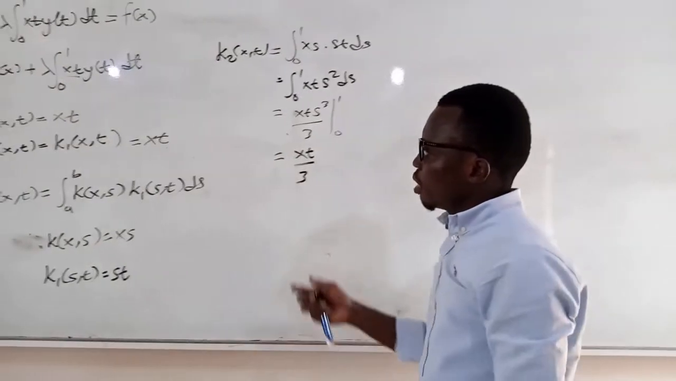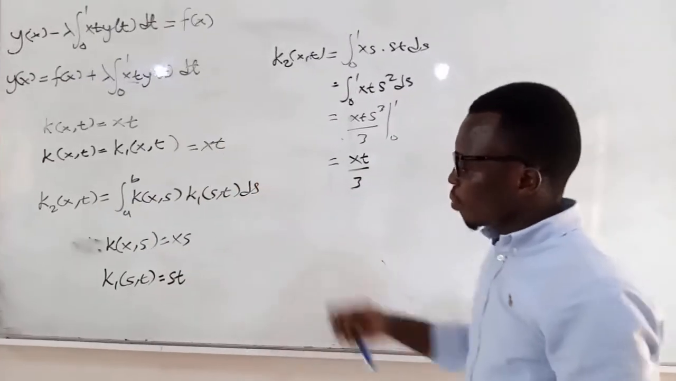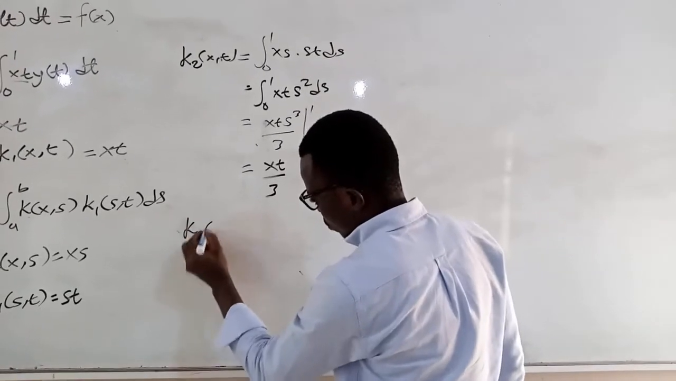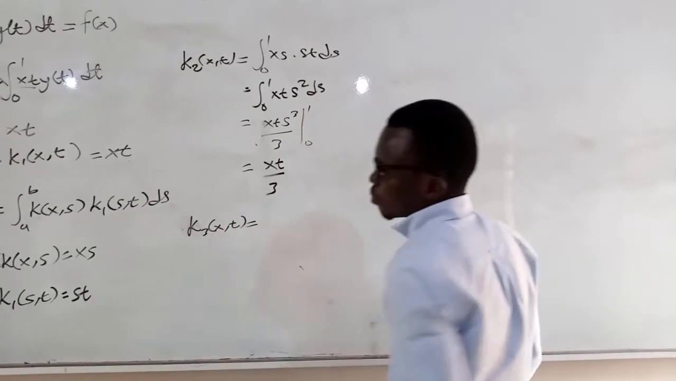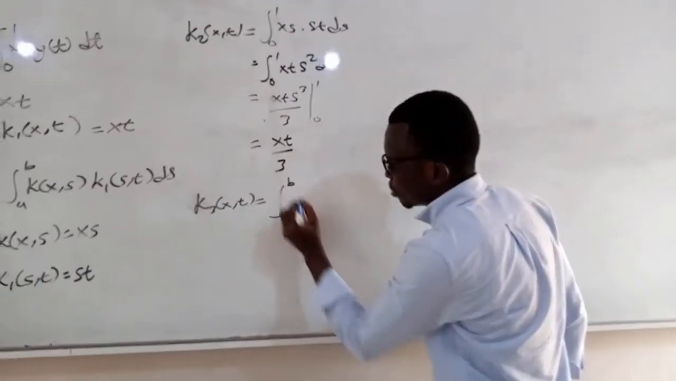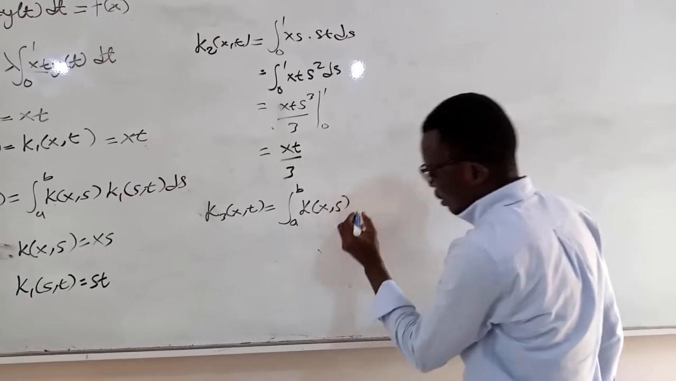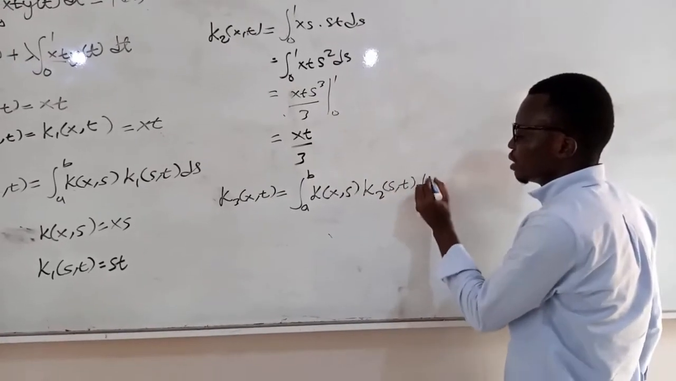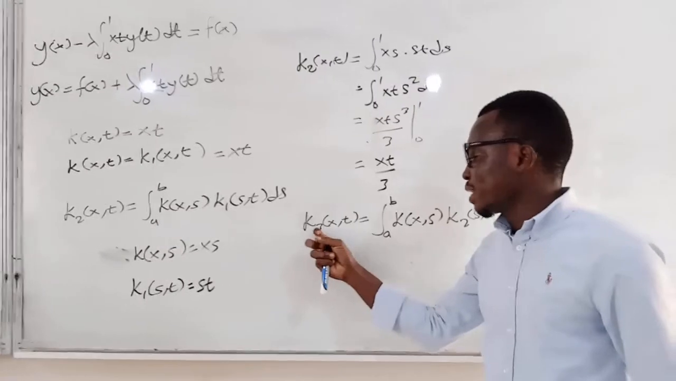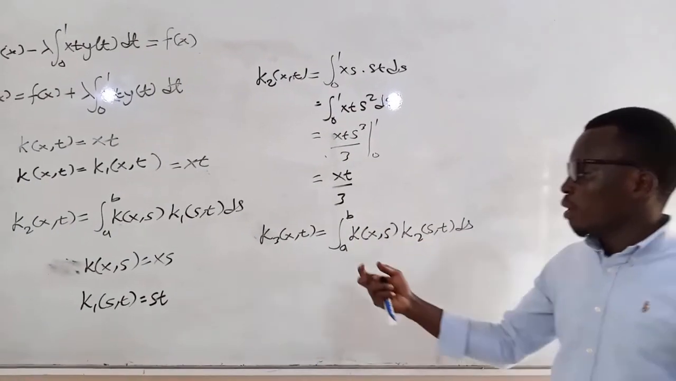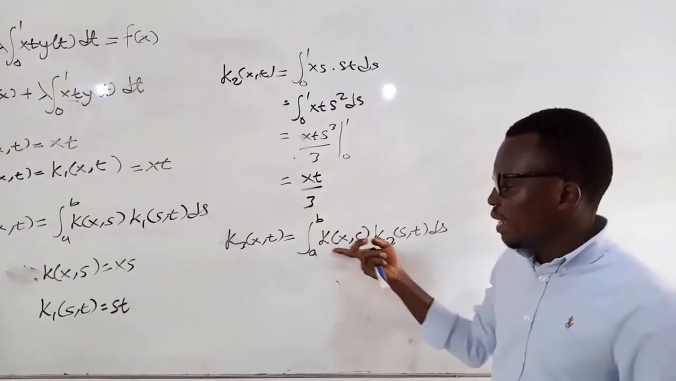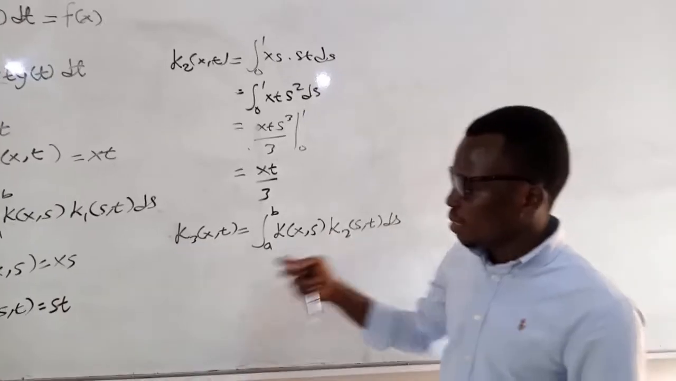We can still proceed by finding K3 of st. From our first relation, we have the integral from a to b of K1 of s, s times K2 of st ds. The relation says that if here is n, then here is n minus 1. And we are going to integrate from 0 to 1 because we are dealing with the Fredholm integral equation from 0 to 1. And our original kernel is K of s comma s, which is this.